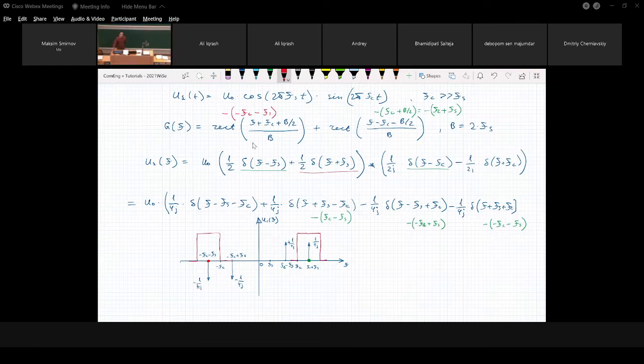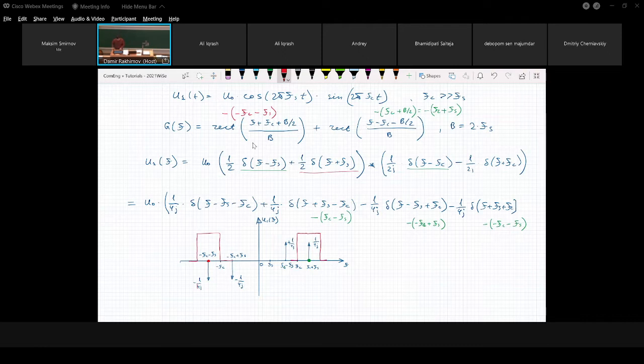Rectangular shape function is the transfer function of our filter, and we filter our delta pulses. So delta pulse is our signal. We put it at the input, and at the output, if the delta pulse matches the passband passing region, then we get exactly the same delta pulse. If it's outside this passing region, then we get 0.